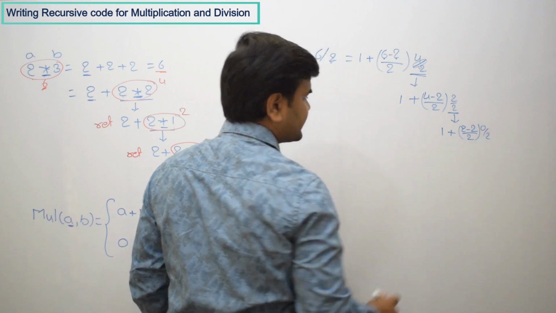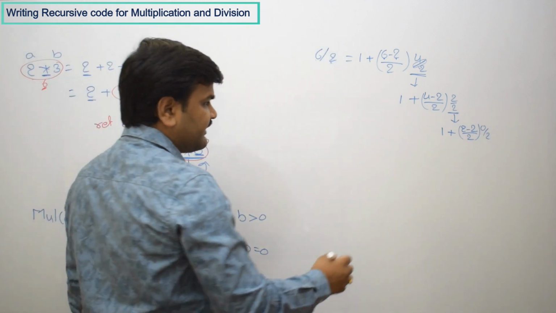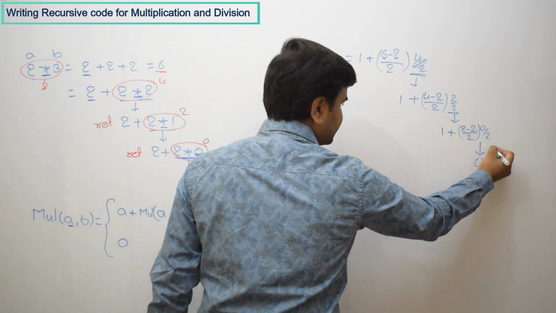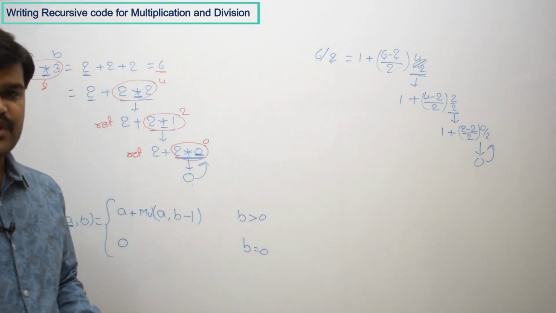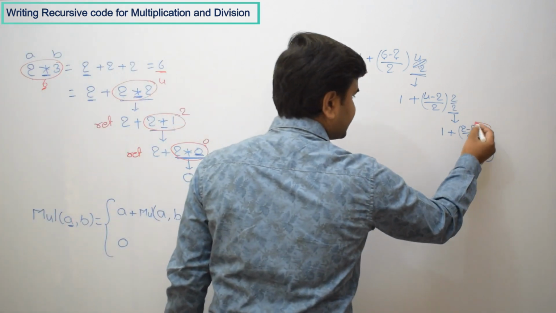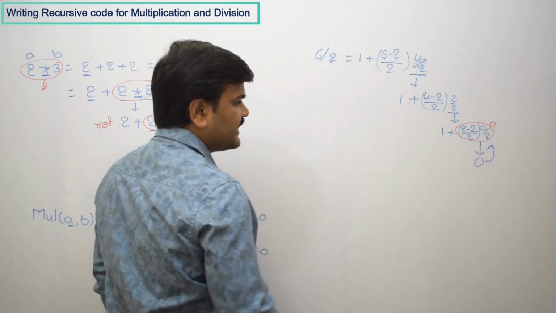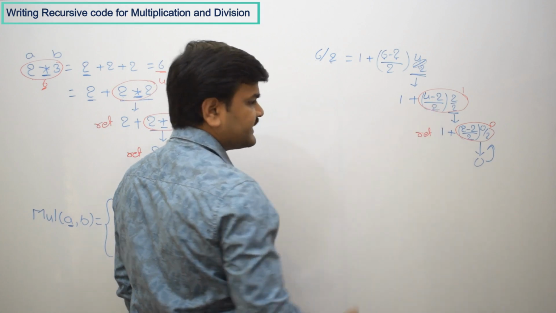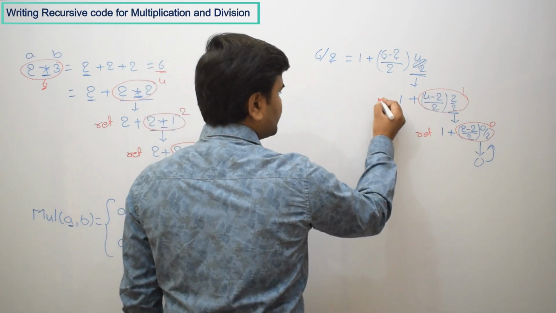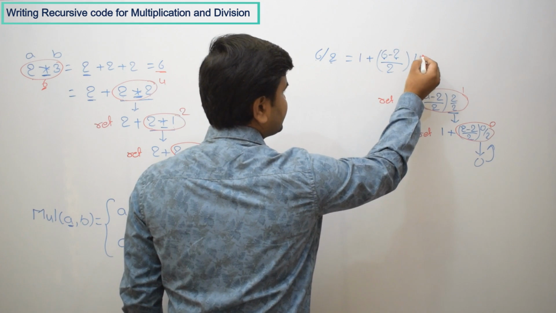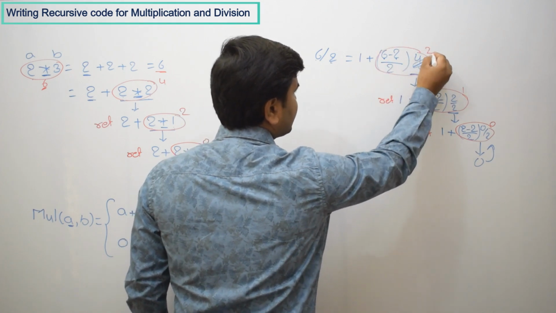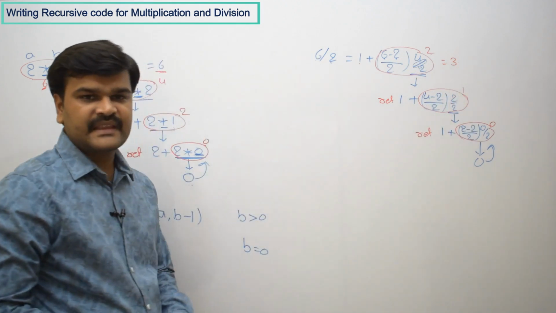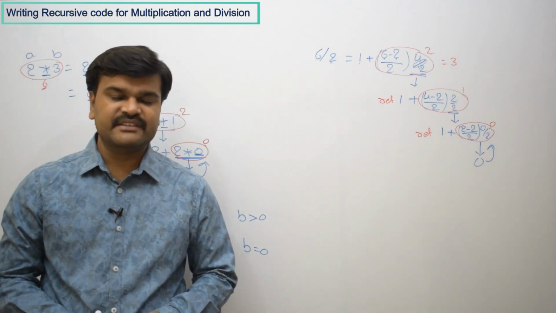is the actual one. Now whenever it is 0 by 2, what do you have to do? You have to return 0, right? Okay, so 0 by 2 is 0. So this entire thing is replaced by 0. 1 plus 0, you have to return 1, it is going to return here. Then 1 plus 1, 2, that is going to return to this position. So that will become 2. So 1 plus 2, that is 3 actually. So that is the recursive step in division also.